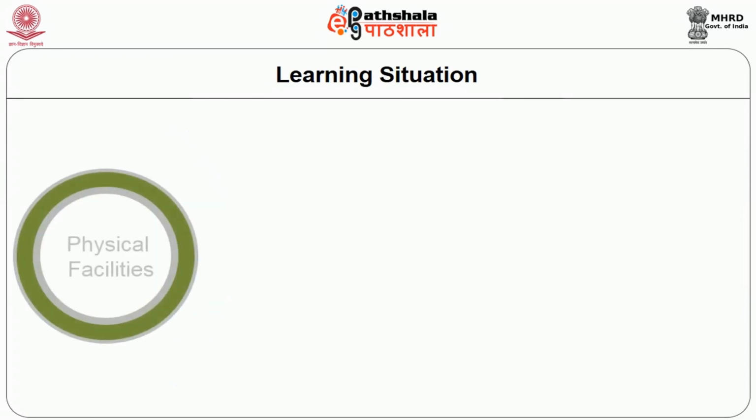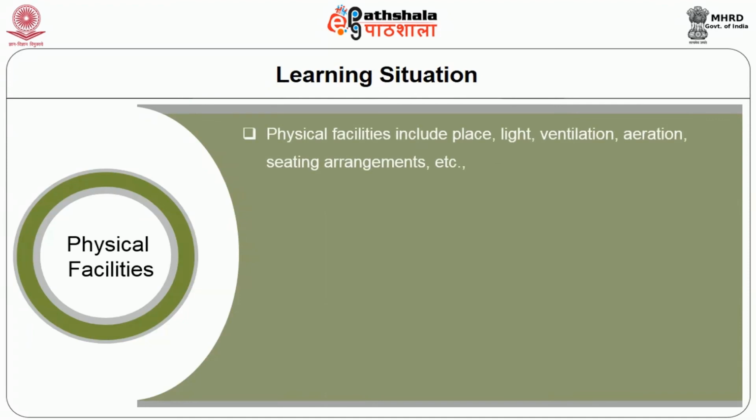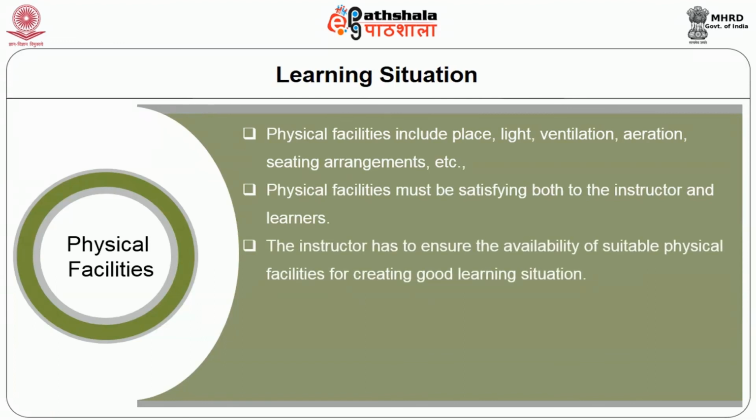The last element is the physical facilities. Physical facilities include place, light, ventilation, aeration, seating arrangements, etc. Physical facilities must be satisfying both to the instructor and the learner. The instructor has to ensure the availability of suitable physical facilities for creating a good learning situation.